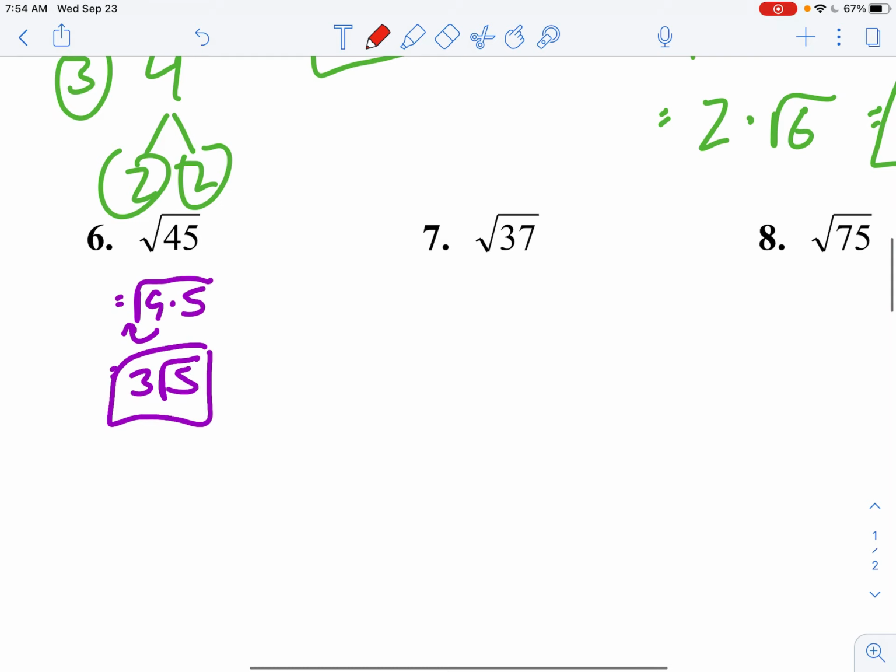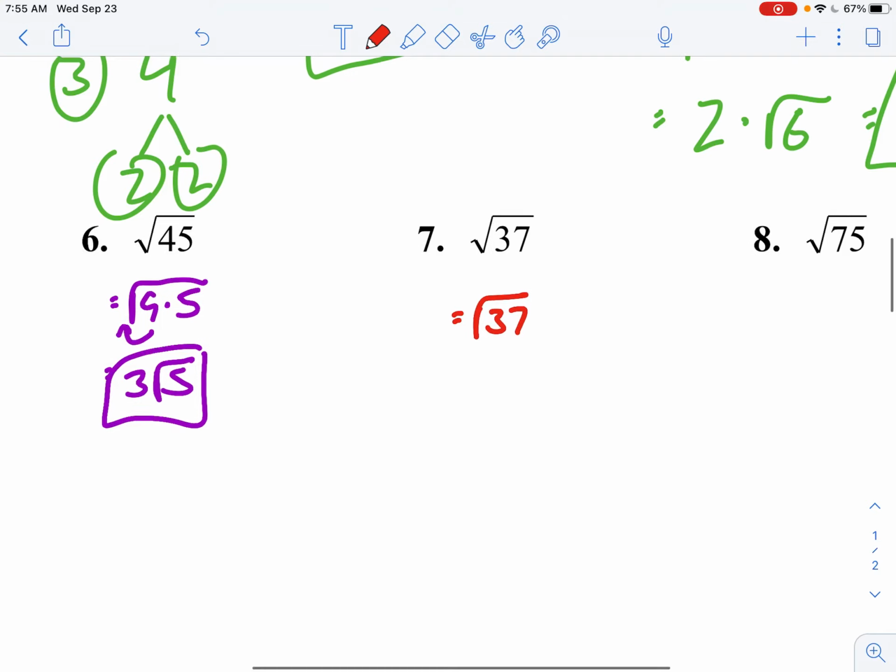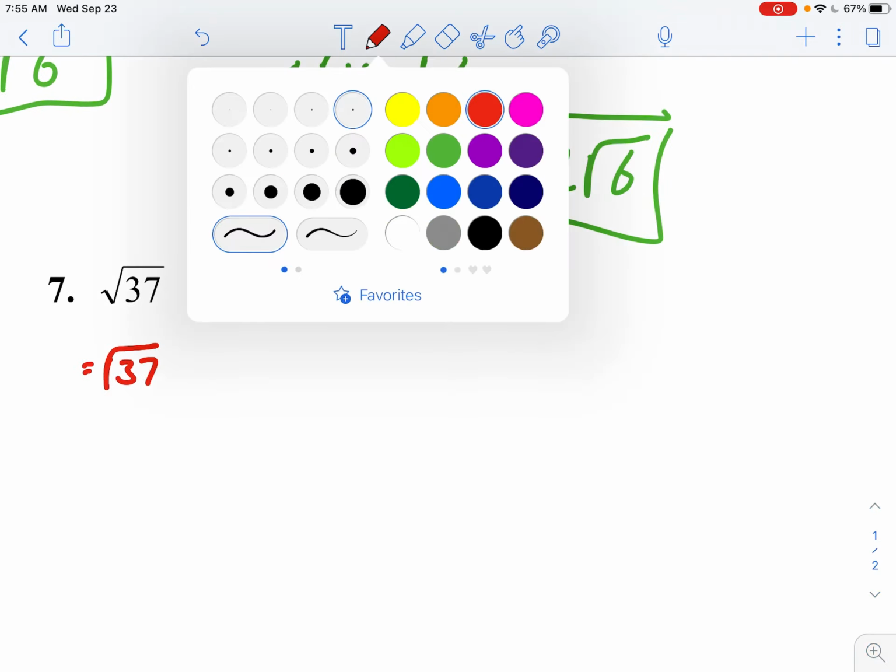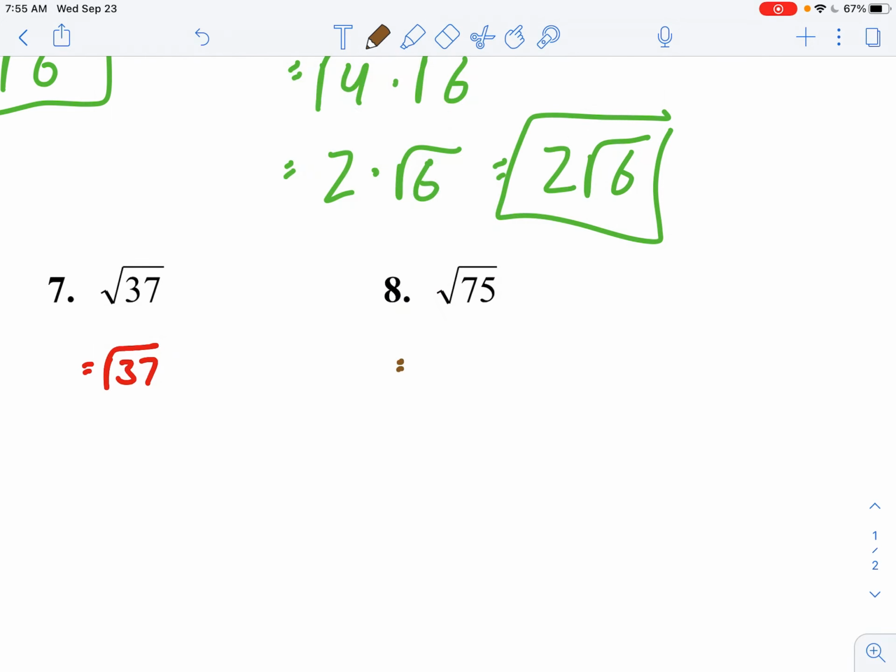On number 7, they kind of throw a little curveball at you. There are no factors of 37 other than 1 and 37. So I can just leave it as that same thing and not simplify it at all, because 37 is what we call prime. Our last example, the square root of 75. I know 75 is 25 times 3, and I know the square root of 25 is 5. So I can write my answer as 5 times the square root of 3.